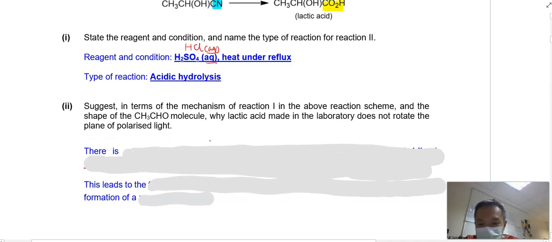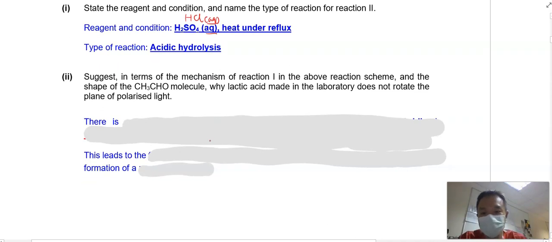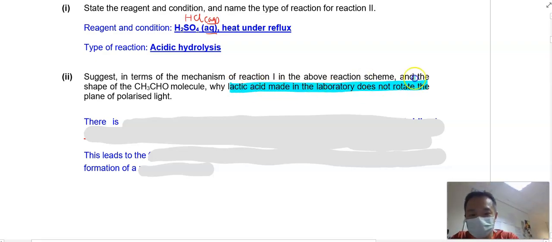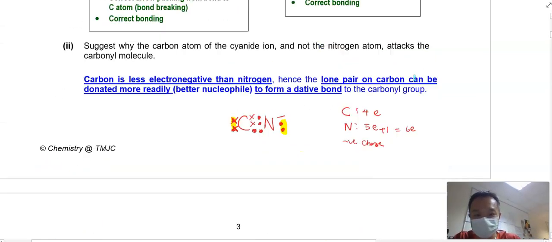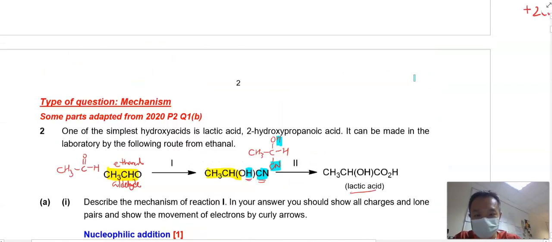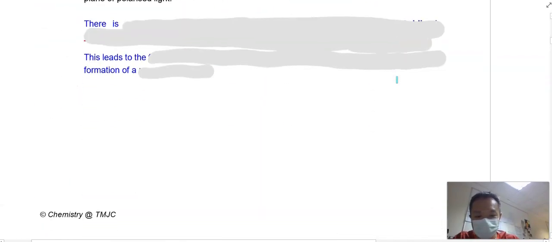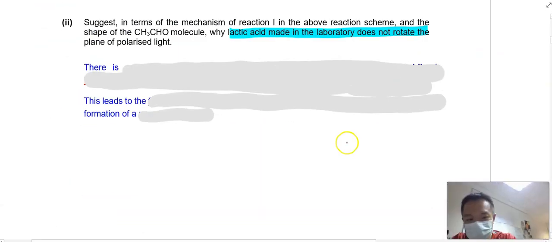Okay, moving on to part 2. So just in terms of the mechanism, why does lactic acid made in the lab not rotate plane-polarised light? If you look at the structure, this is lactic acid, CH3, CHOH, COOH. So we have CH3, CH, COOH, and then we have an OH group.